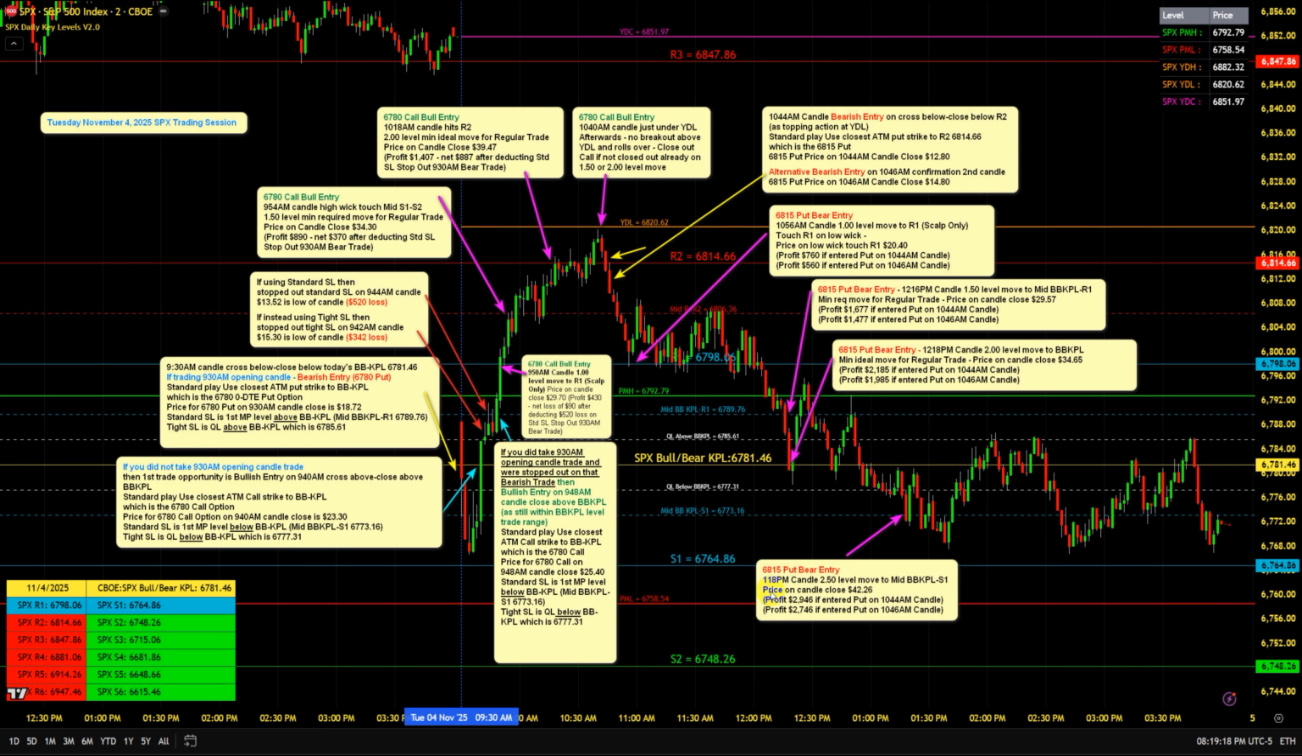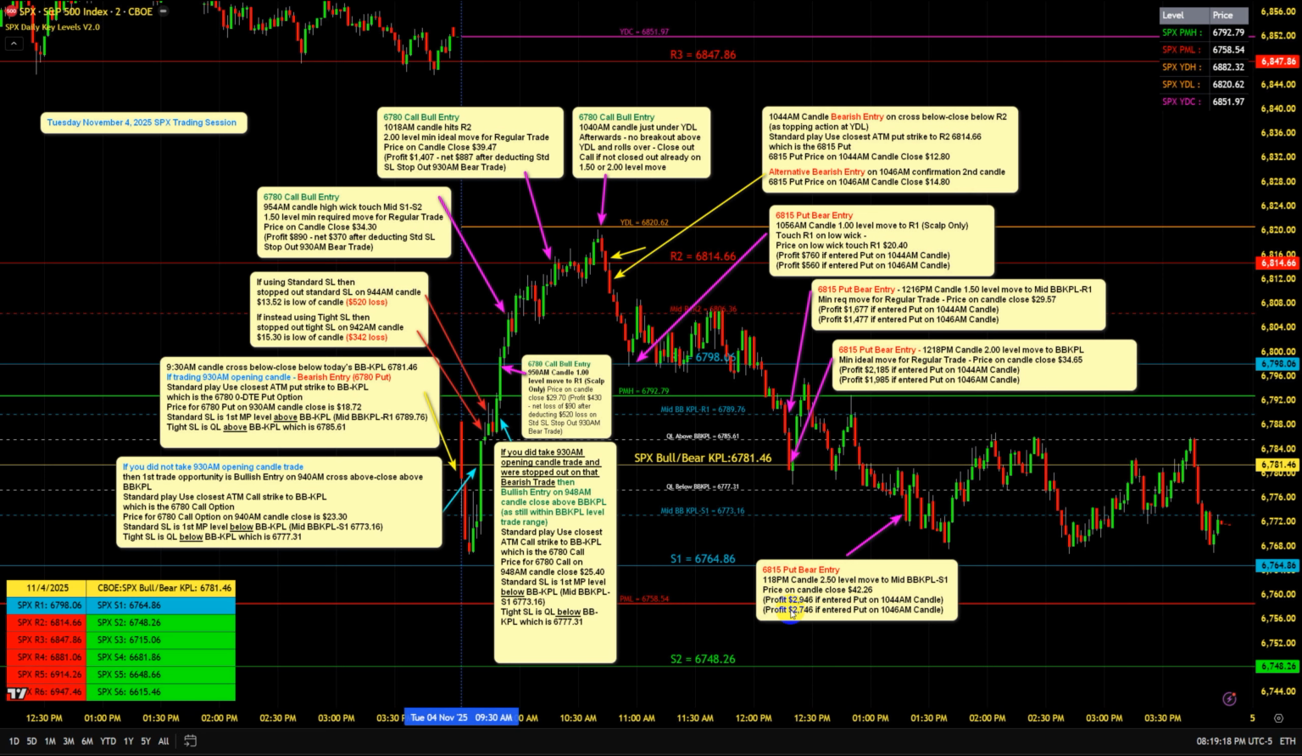And finally, at 1:18 p.m. it moves down another half level, and now we have a 2.5 level move to mid BBKPL S1. So we have 1 level, 2 levels, another half level, that's 2.5 levels. Price on the candle close $42.26. The profit is $2,946 if you entered on the 10:44 a.m. candle, or $2,746 if entered on the 10:46 a.m. candle.